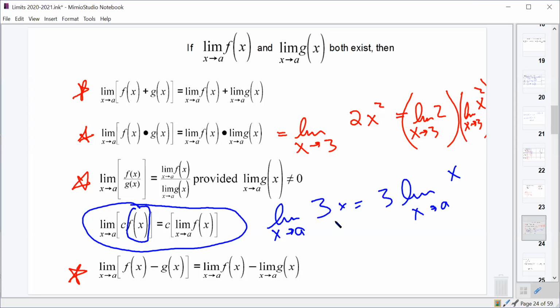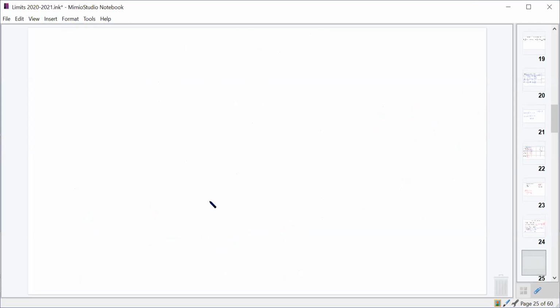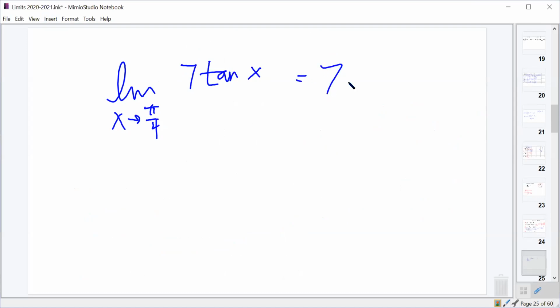So that example with the 3x isn't maybe the best example. Suppose I had something like the limit as x approaches, I don't know, pi over 4 of 7 tangent x. We could just plug in the pi over 4 and get a value, but what this is saying is this is equivalent to 7 times the limit as x approaches pi over 4 of just tangent x. Does that make sense? Does that answer your question?